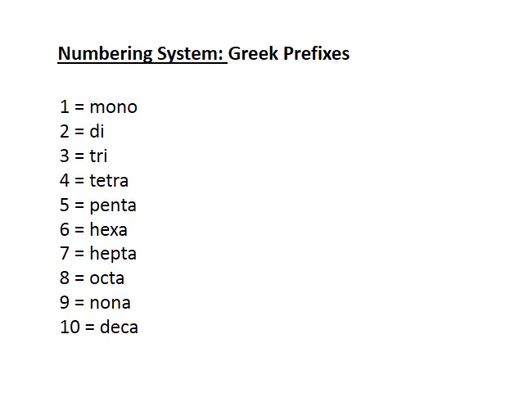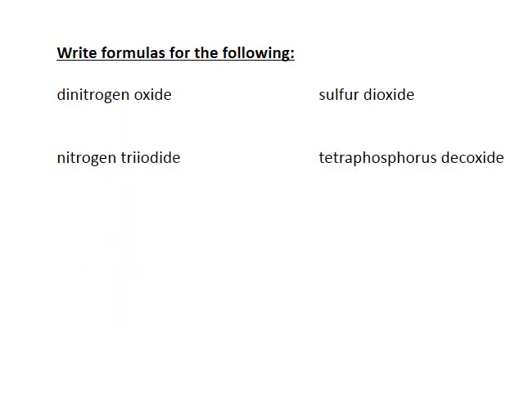You probably saw in the carbon monoxide and carbon dioxide examples that there was a numbering system involved here. The numbering system basically goes 1 through 10, as we see here: mono, di, tri, tetra, penta, hexa, hepta, octa, nona, and deca, based on Greek prefixes for the corresponding numbers.